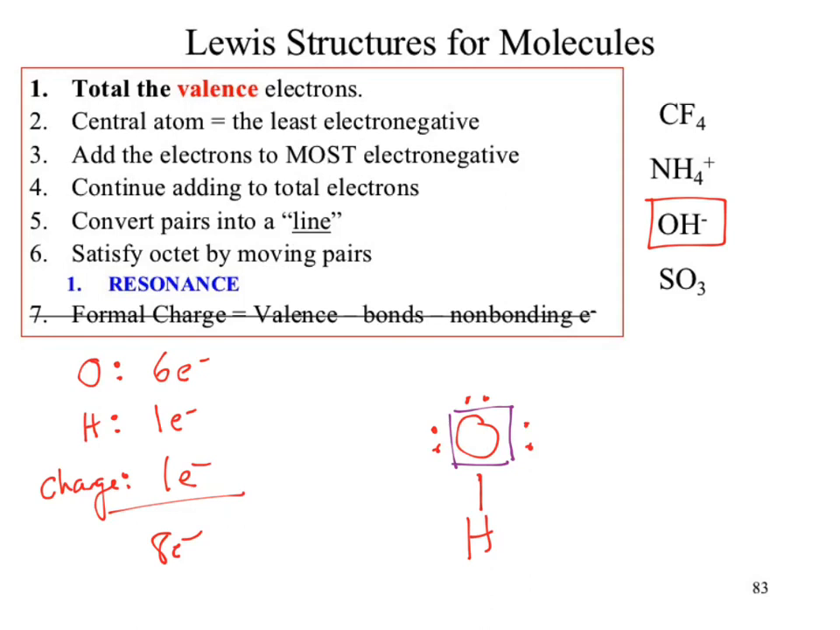We need to satisfy the octet by moving pairs. So I will now go through and look at each atom and say, is its octet satisfied? It's called octet, like octopus, because 8. How many electrons around the oxygen? 8. There are 8. 2, 4, 6. That line has 2 electrons. That's 8. How many electrons around the hydrogen?